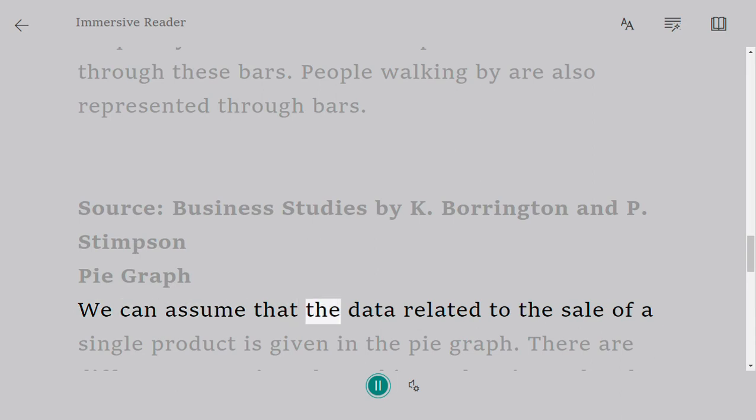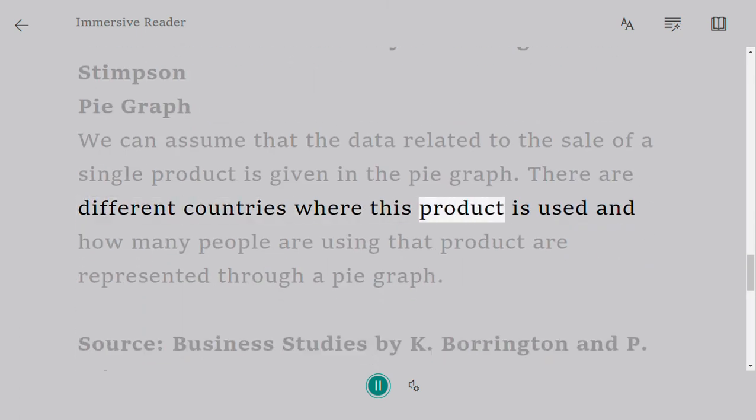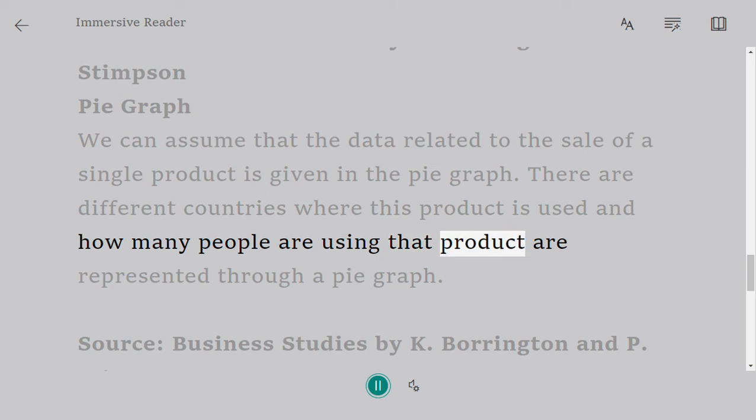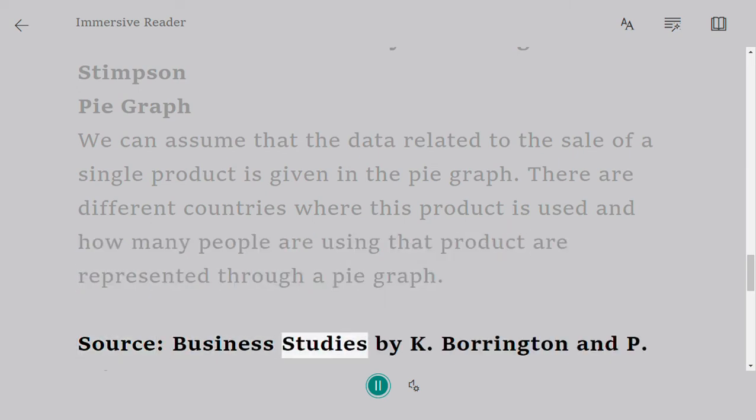Pie graph. We can assume that the data related to the sale of a single product is given in the pie graph. There are different countries where this product is used, and how many people are using that product are represented through a pie graph. Source: Business Studies by K.